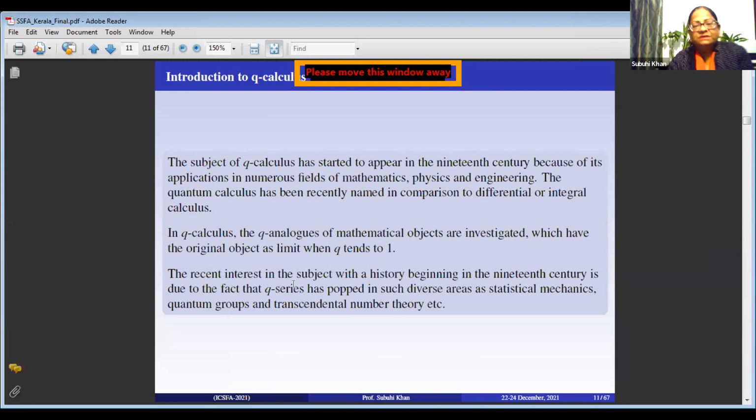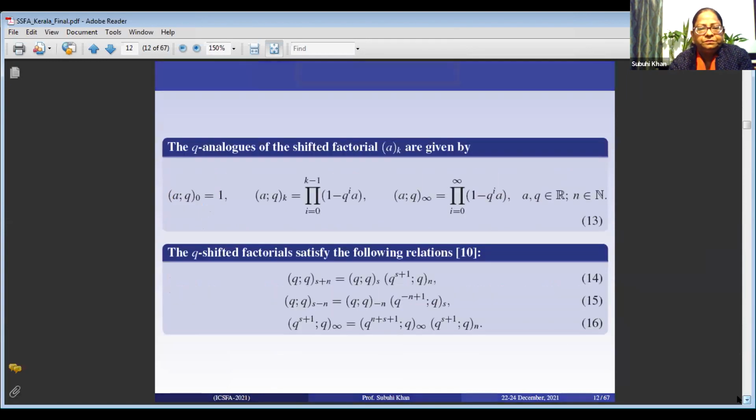The recent interest in the subject, with the history beginning in the 19th century, is due to the fact that Q series has emerged in so many diverse areas, such as statistical mechanics, quantum groups, and transcendental number theory also. So these are some basic concepts related to the Q analogs, or rather we should say that when we are going to switch to define the Q special functions, then of course the notations which we were using for the special functions, we have to look for their Q analogs as well.